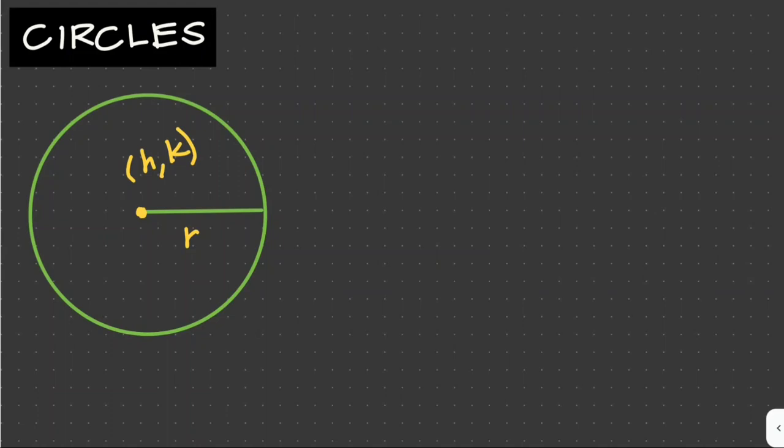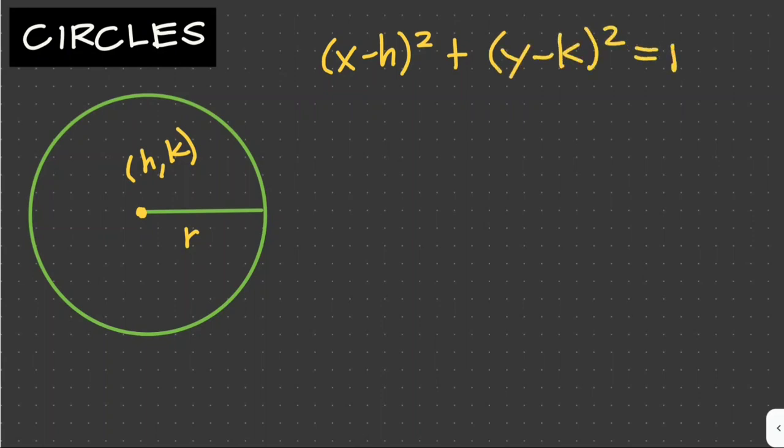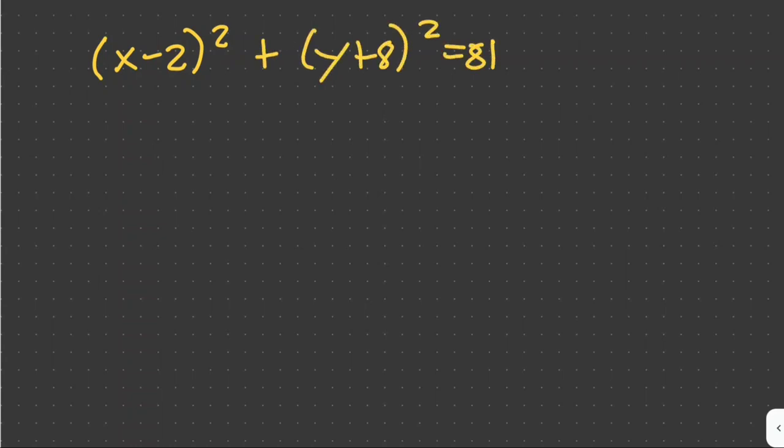The standard equation for circles is just x minus h squared plus y minus k squared equals r squared, where HK is our center. Say for example, we're given this problem: x minus 2 squared plus y plus 8 squared equals 81.